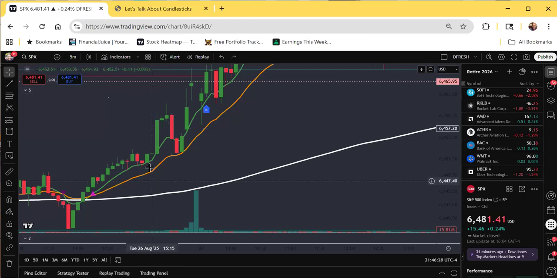I would enter this play even if I saw, say, right here. You see how we came back and tested it. We came up here, we got a little bit above the 9, came back and retested it. We had a little small bottom tail wick to the upside right here on the 9. I would have entered here. Yeah, I would have entered there.